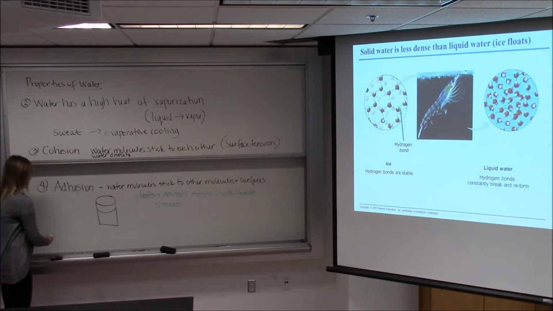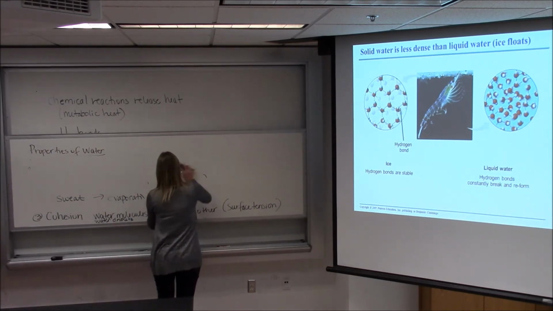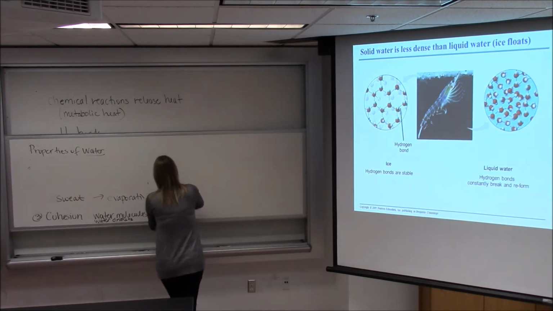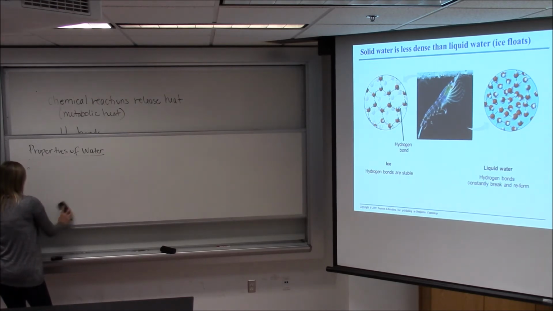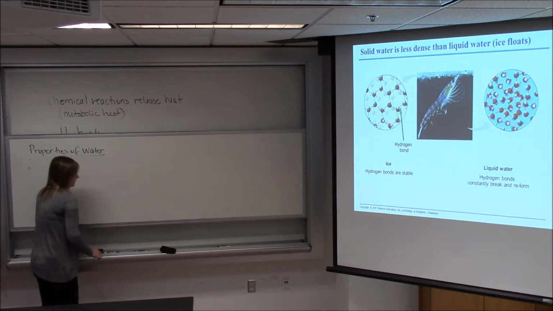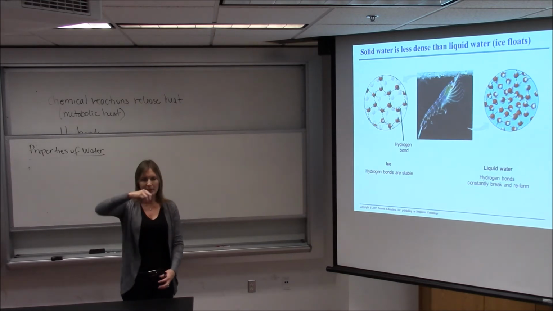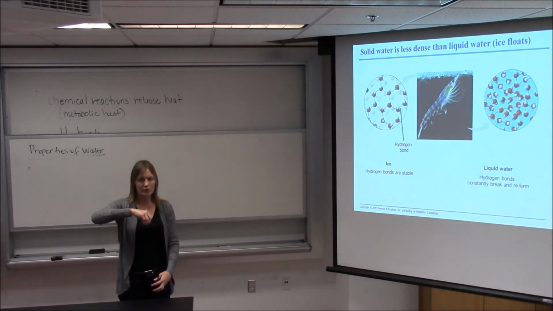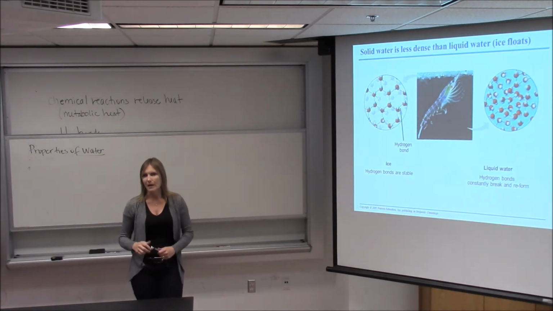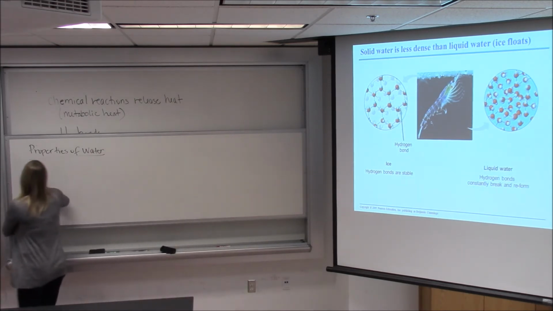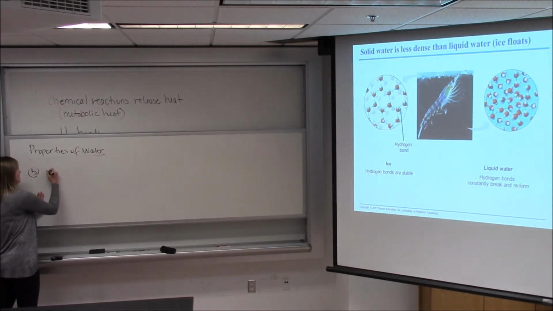Okay, and then property number 5. Ice floats. More technically, solid water is less dense than liquid water. That's pretty crazy in the chemical world. If I melted some aluminum in a beaker, put it on this table, and I dropped in a piece of solid aluminum, do you think it's going to float? No, it's going to sink right to the bottom. Solid aluminum is much more dense than liquid aluminum, and that is the case most of the time. The fact that ice floats is a very strange and unique phenomenon in chemistry.